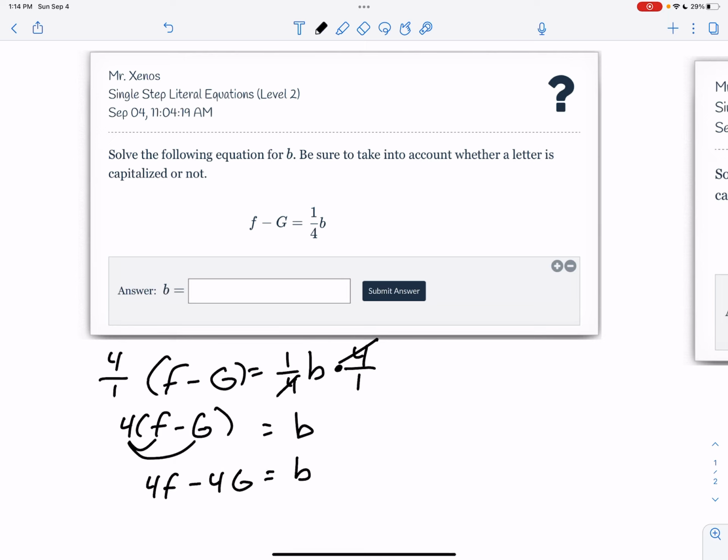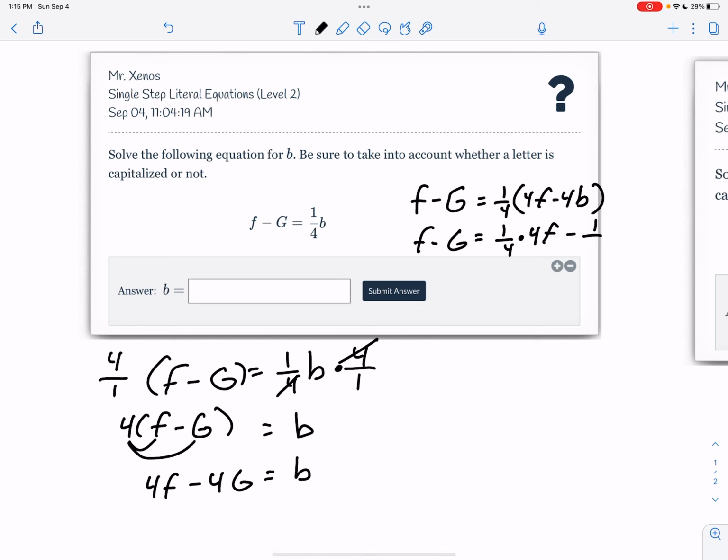But let's go ahead and plug it back in and confirm our solution. F minus G equals 1/4 times, instead of b, I'm going to write what it's equal to: 4F minus 4G. If I'd put this in, it'd be the exact same thing. Okay, F minus G equals 1/4 times 4f plus, or minus, because when I multiply a positive times a negative, I get a negative. Negative 1/4 times, it's not a b.